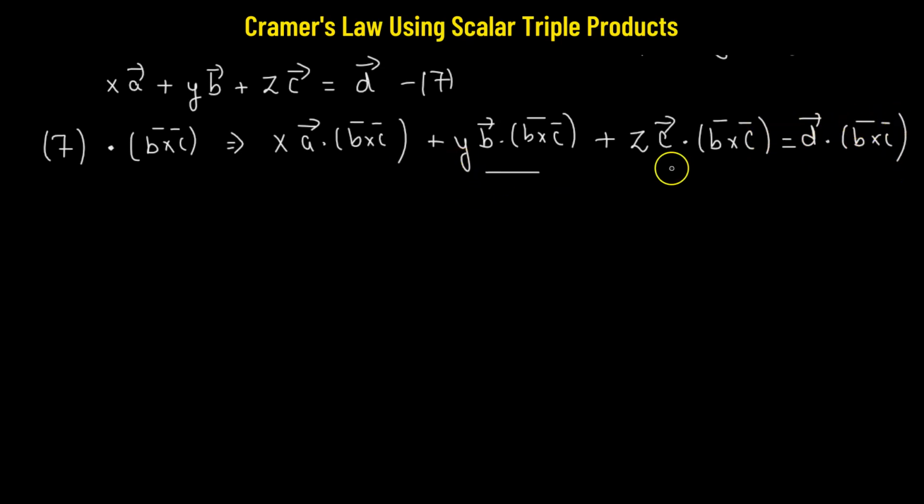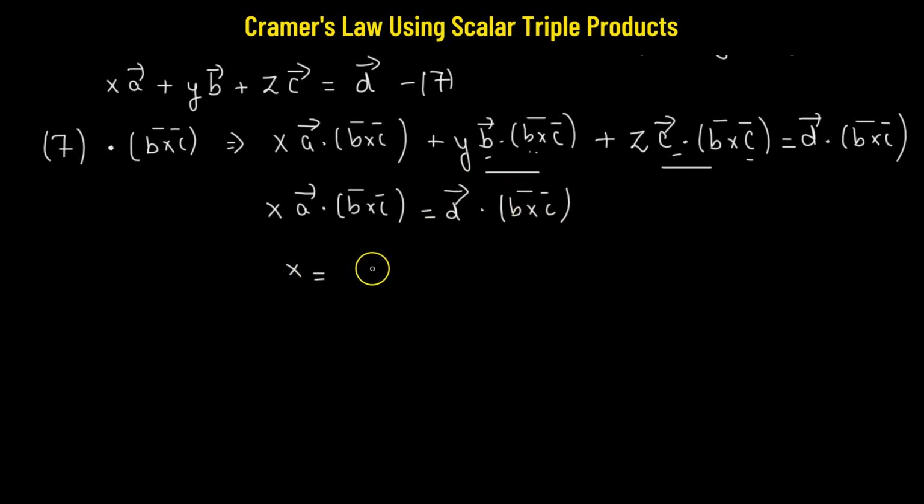Now here what will happen, these two terms will go to 0 because we have the scalar triple product here. If two vectors are equal, so here we have b repeated and here we have c repeated, so that goes to 0, and that leaves us with x times a vector dotted with b cross c, which is equal to d vector dotted with b cross c. So solving for x, we have x equals d vector dotted with b cross c divided by a vector dotted with b cross c. So this is the first value, x, that we have obtained.